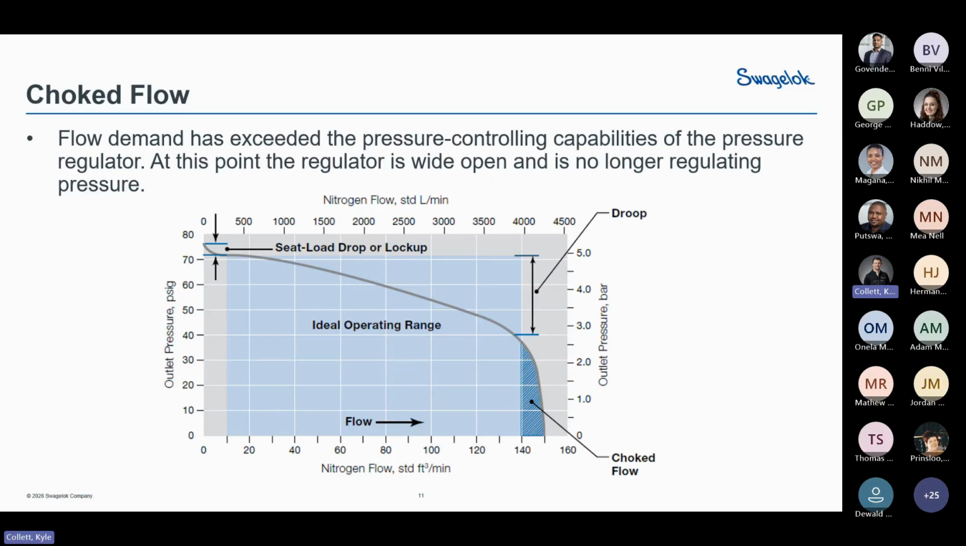Choked flow is when the flow exceeds what the regulator orifice is able to provide, which is this section down here. If we get an increase in flow, anything past, let's say, 3,900 liters per minute, you can see a substantial drop. At this point, the regulator is wide open, with a whole lot of flow downstream and not being able to regulate any pressure. When selecting a regulator, what you want to be focusing on is this ideal operating range.